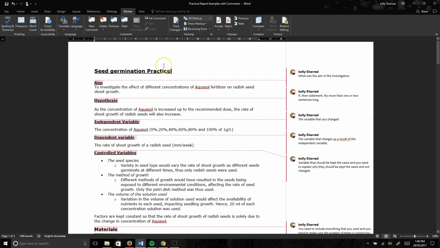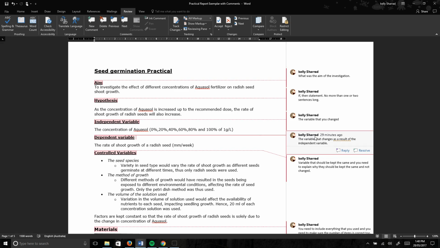Now, obviously, this practical is on seed germination, so you need to make sure that you include all the appropriate details on your osmosis practical. So this is just to give you an idea of what should be included. The independent variable is the variable that you changed, and the dependent variable is the variable that changed as a result of changes to the independent variable.